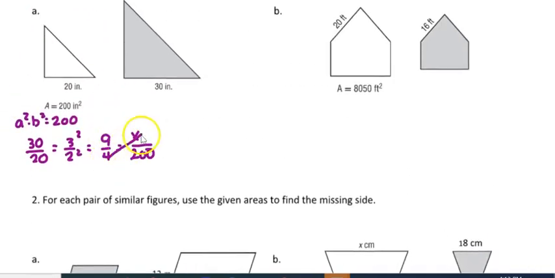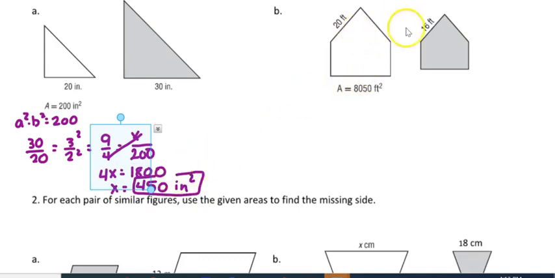So then we can just cross multiply. 4x equals 200 times 9. X equals 450 inches squared.